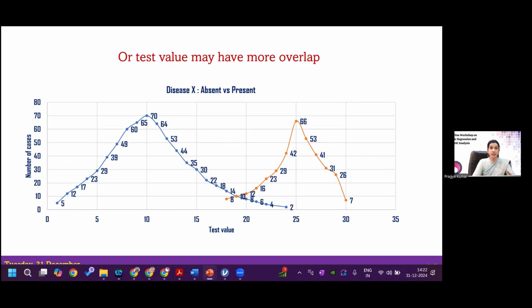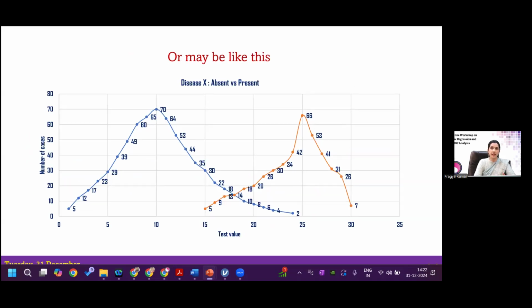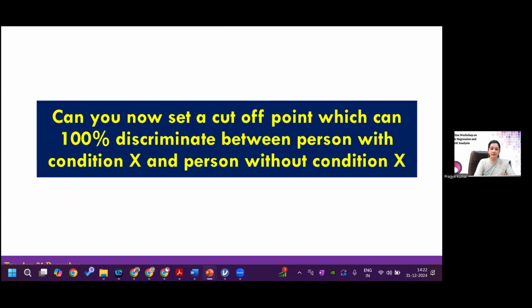Again, the test value may overlap more. Here you can see that overlap is more. It's not very clear cut. Here also you can see that overlap is more. And again, the overlap is increasing.